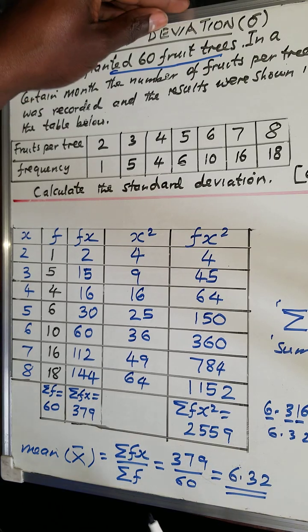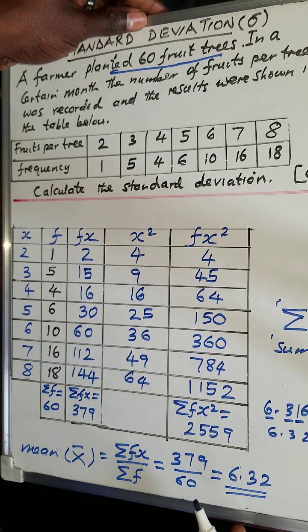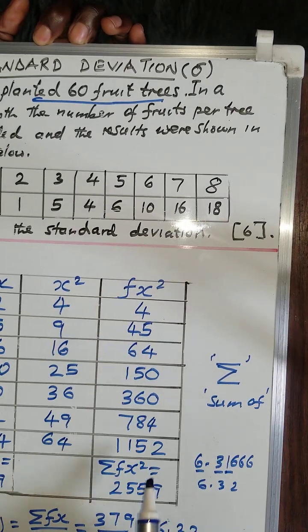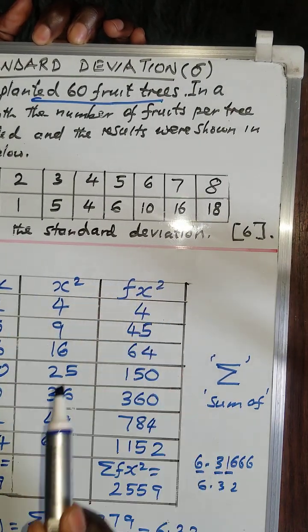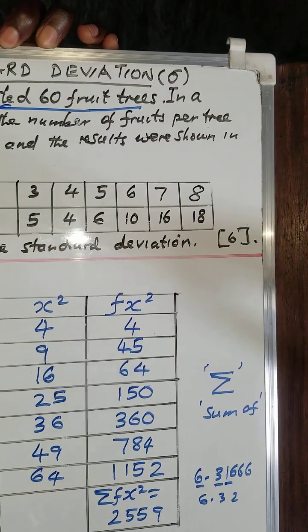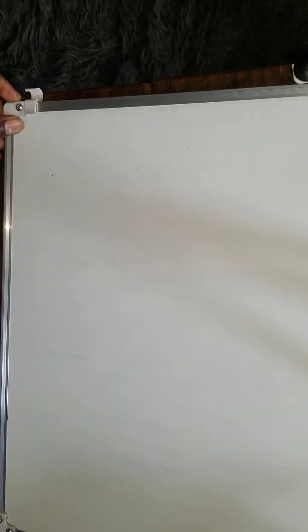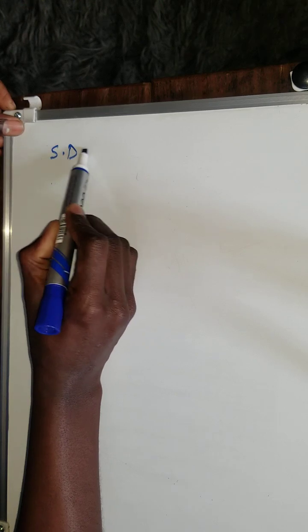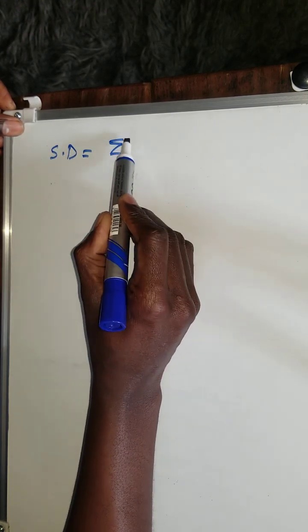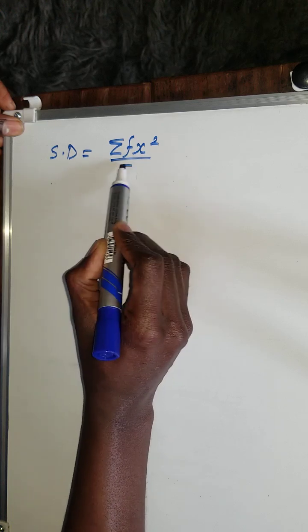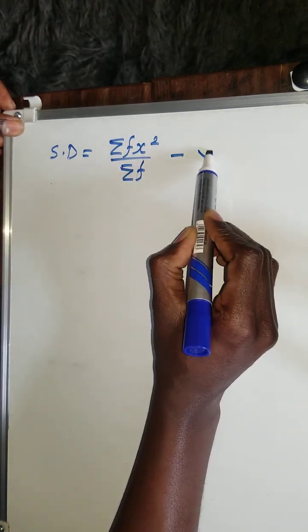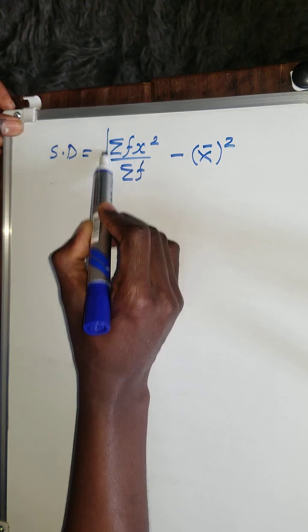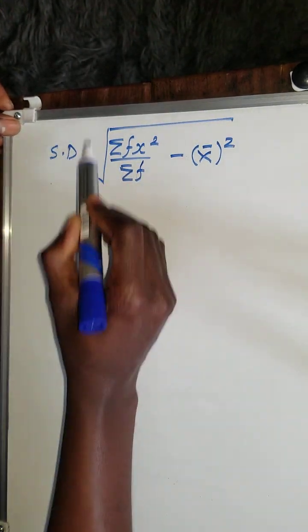Now once you get your mean, what you definitely need to do is very simple. Remember, when you are using this format, the formula that you need to apply has the sum of the frequency and x squared, the frequency, and also the mean. The formula which they give you for standard deviation is the sum of fx squared divided by the sum of the frequency, minus the mean raised to the power 2. Whatever you get, you find the square root of that.